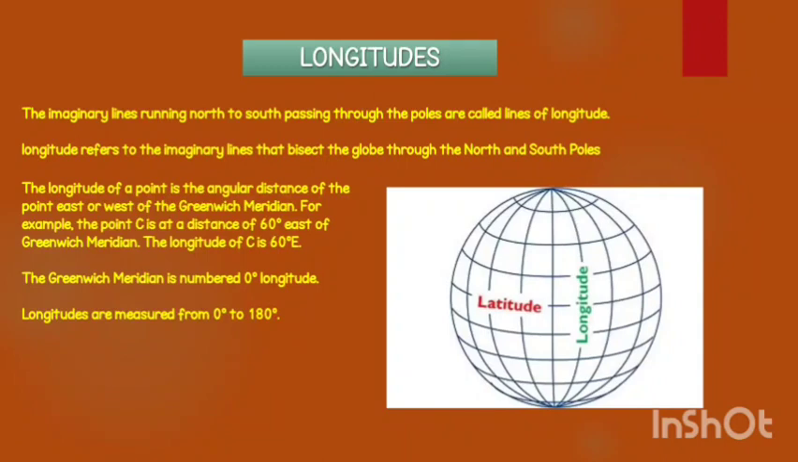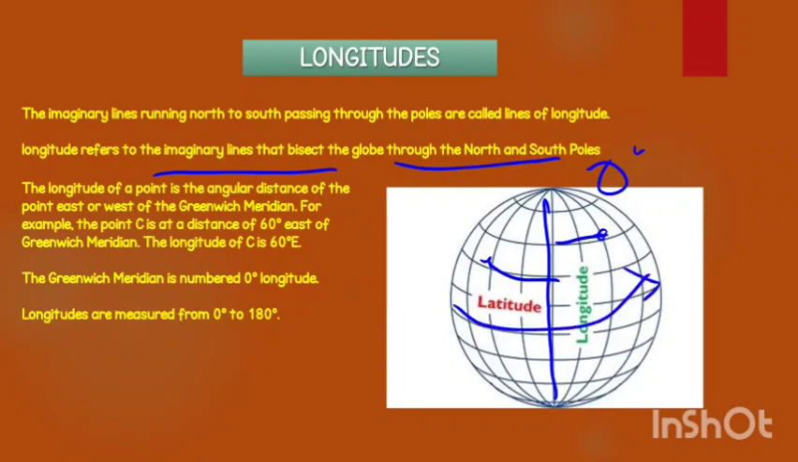Now we are going to discuss longitude. So what is longitude? Longitude of a point is the angular distance of a point east or west of the Greenwich meridian. See, this is your Greenwich meridian, that is 0 degree, and the angular distance of the point, either east or west of the Greenwich meridian or prime meridian, is called your longitude. It is an imaginary line that passes from the north to the south pole, and it runs east to west or west to east.